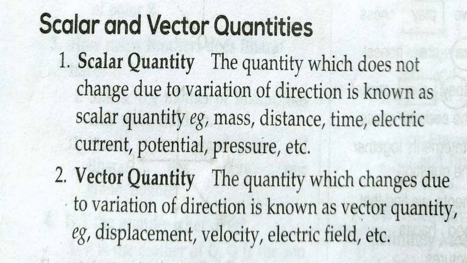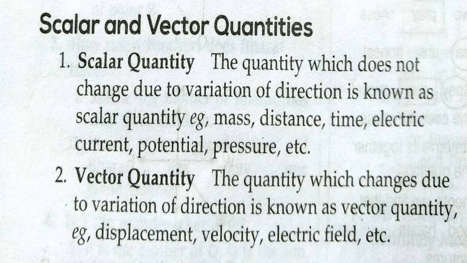Scalar and vector quantities. Scalar quantity. The quantity which does not change due to variation of direction is known as scalar quantity. Examples: mass, distance, time, electric current, potential, pressure, etc.